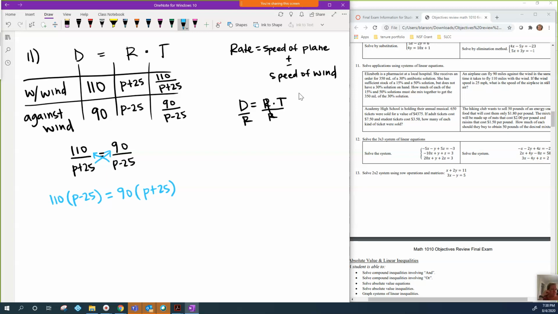Let me give you a minute or two to figure this out. Figure out what our plane speed is. That's what we want to know.